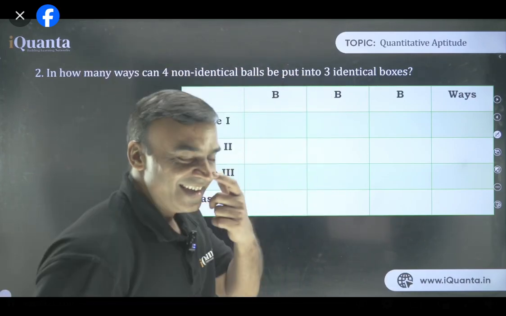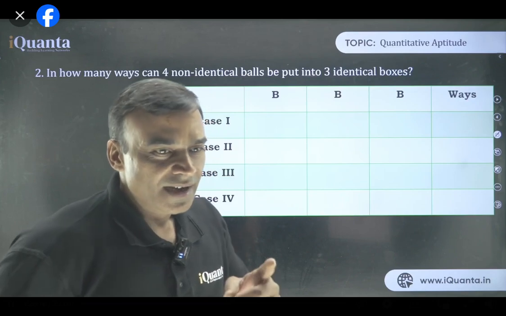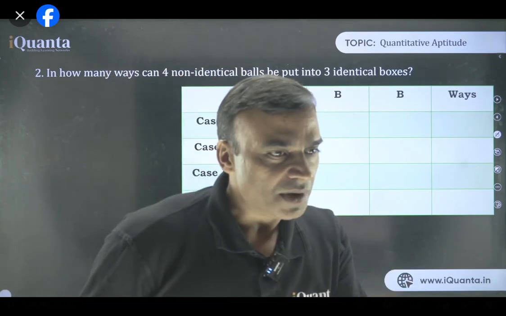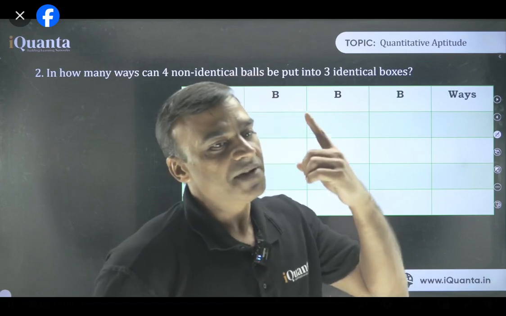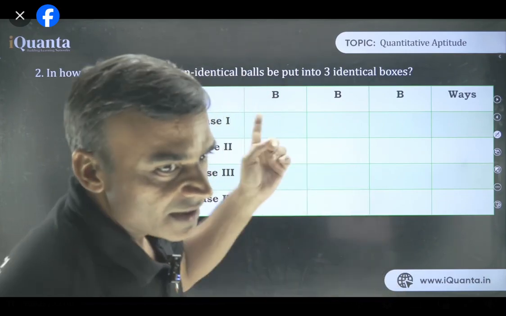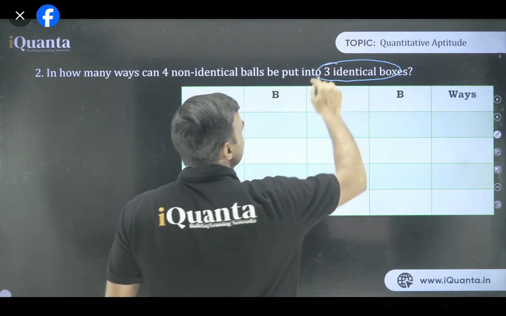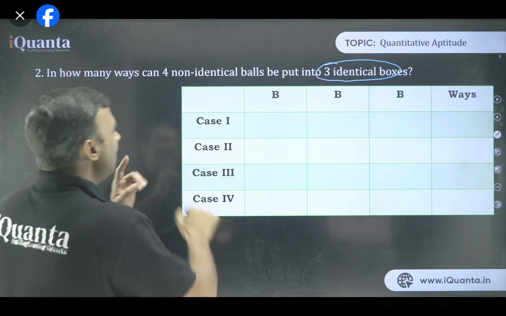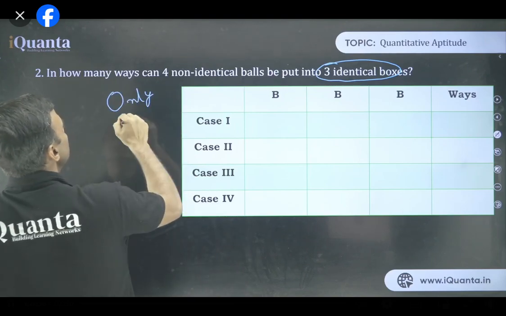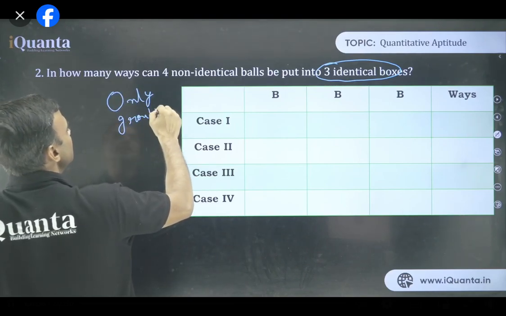Yes. Wow. So Goyal and other people, do you see that your questions will be much smaller than the 25 people question? Yes, Aditya, do you see that? Your questions will be much simpler than this. So here we have 3 identical boxes. So no worries about arrangement. Only division into groups. Only grouping. And grouping also how? Let's see.